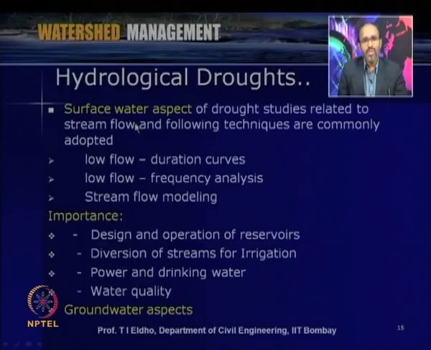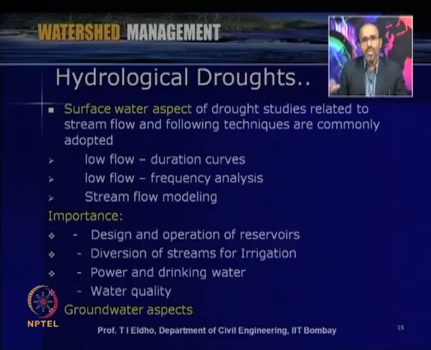The importance of this surface water assessment is, when we look into the design and operation of reservoirs, we have to see the possibility of this type of hydrological drought. Then diversion of streams for irrigation, when we are diverting water from one river basin to another or one watershed to another, we have to see this. And then power, whether electric power is produced from hydropower, we have to see its related issues, and then availability of drinking water, and water quality. When the level in the rivers or the reservoirs goes down, the water quality will be affected.